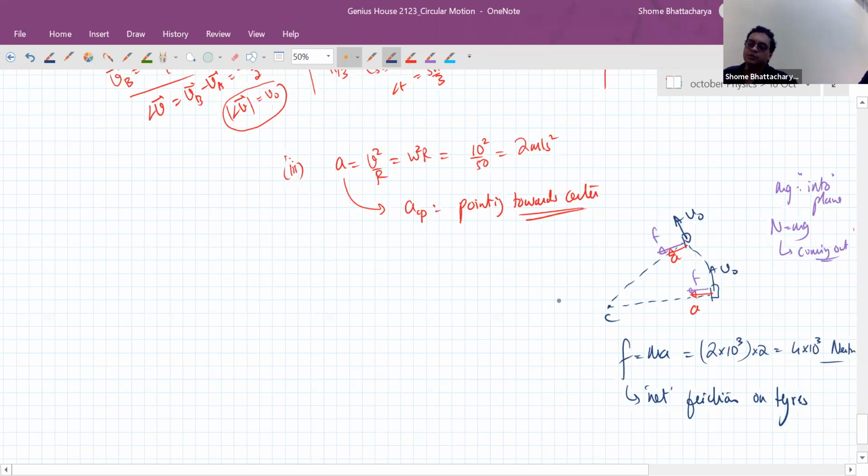The direction will always be towards the center. So in the language of circular motion, when we come to dynamics later, we will say that friction is the centripetal force, or friction is the agent of centripetal force. Friction is allowing that centripetal force to act and keeping the car in the circular path.